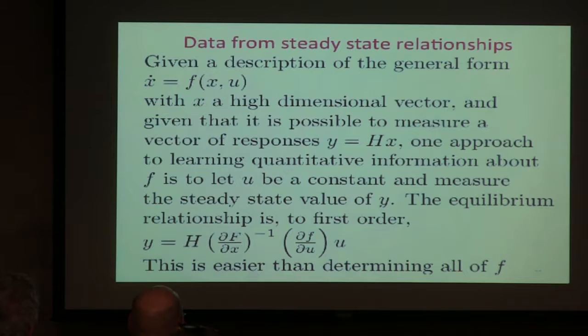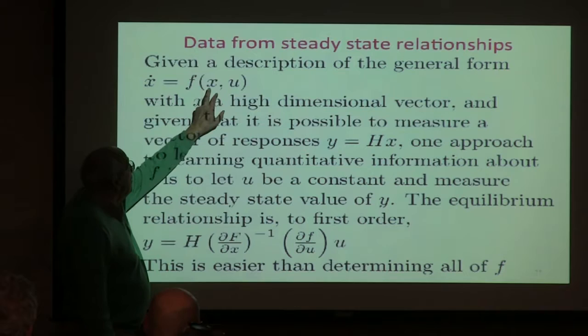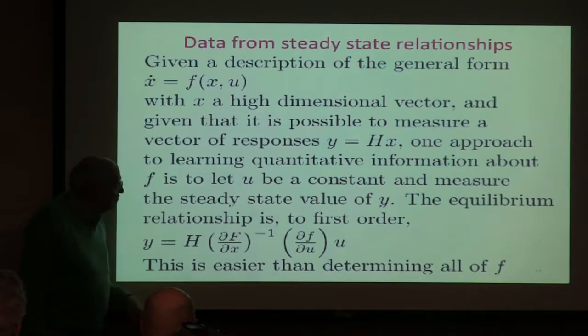So, if you're up against a very complicated system, one of the things you can do is look at the equilibrium states. And from the equilibrium states, namely the solutions of F of X and U equals zero, you can get some information about U, about F. So, in particular, here's what you can learn about F if you are able to observe something about the system.